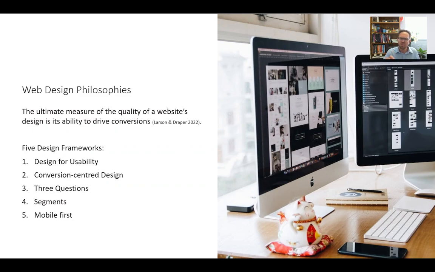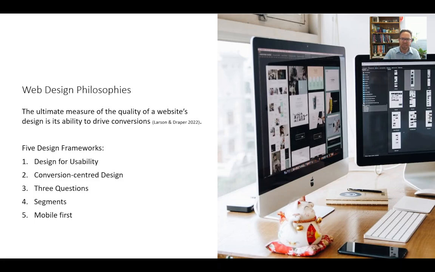So now, the ultimate measure of the quality of a website's design is its ability to drive conversions. And we're talking about design. So often when we think about design, we think about aesthetics and how good it looks or how innovative it is and how creative and that stuff is. And that's all kind of cool. But at the end of the day, from a business perspective, the primary purpose of a website is to drive conversions. And if it looks good but doesn't drive conversions, it's not a quality website. So we need to keep that in mind.